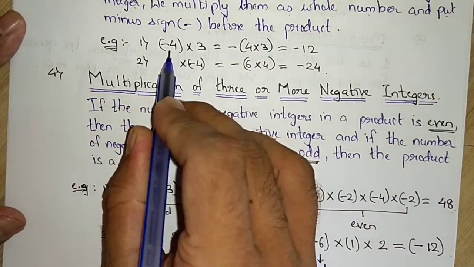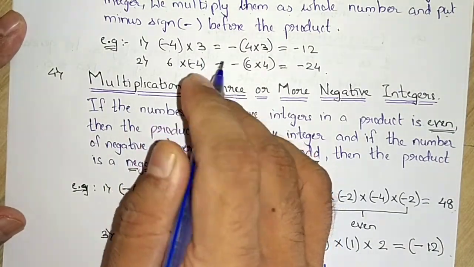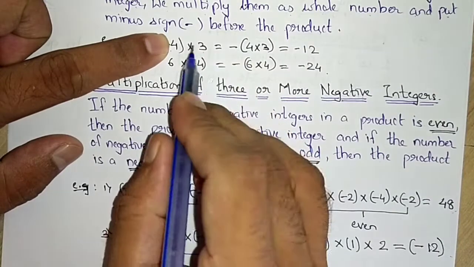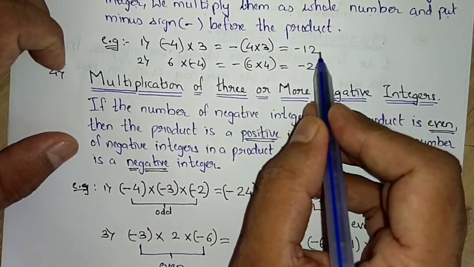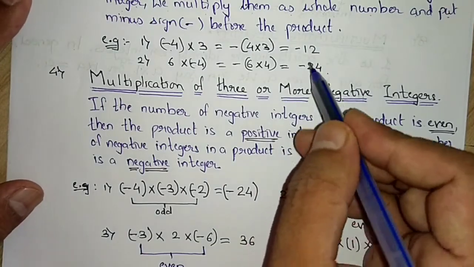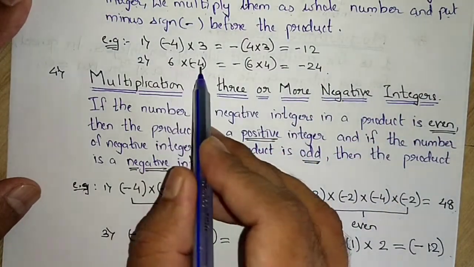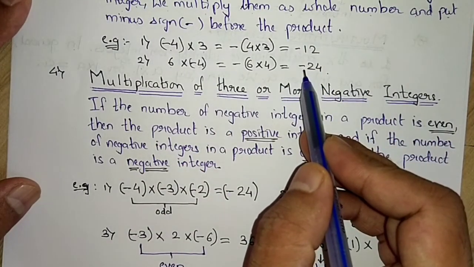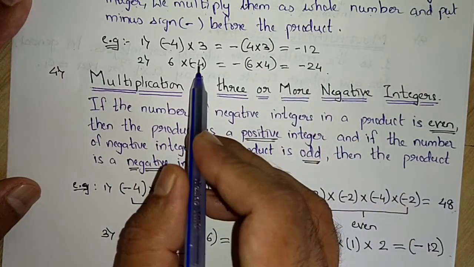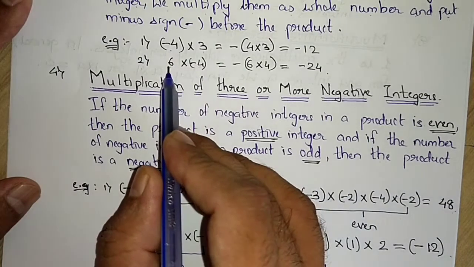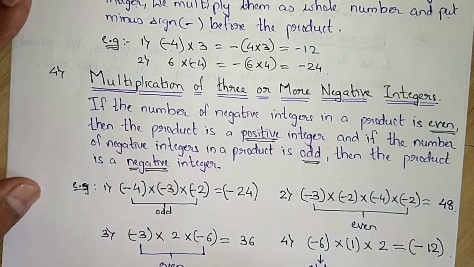One is negative, one is positive. What do we do? We ignore the minus sign. We multiply, 4 3s are 12, and then keep the minus sign with the product. In the same way, 6 4s are 24 and the minus sign. But this will apply only when there is one negative and one positive.